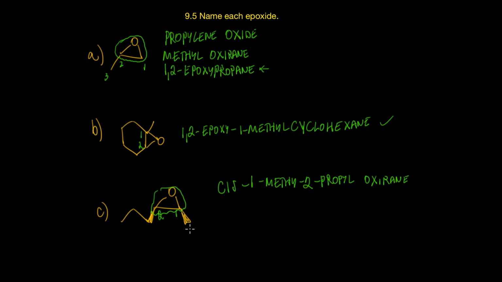Another way to name this is to number the longest chain, and you'll notice that the numbering changes here. So let me redraw this out. All right, let's number the longest chain, and we would get 1 through 6 like this. And again, it's cis, and we have an epoxy group between carbons 2 and 3. So we would name this cis 2,3 epoxy hexane.